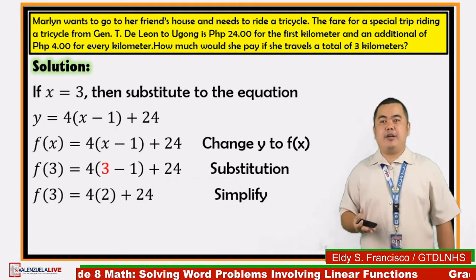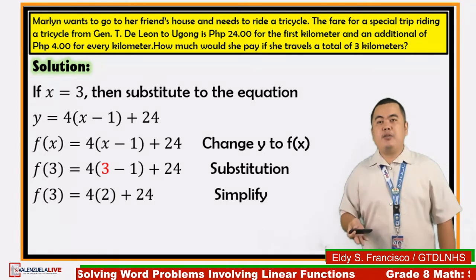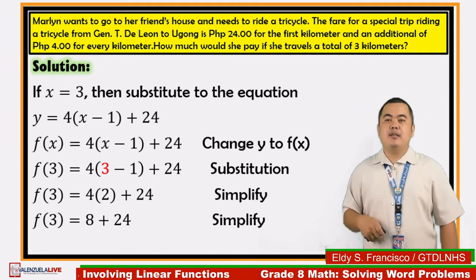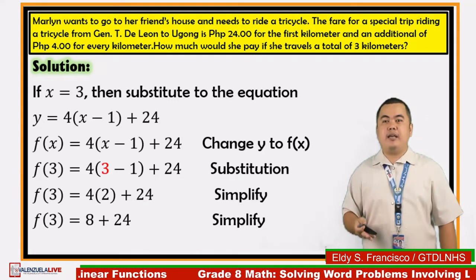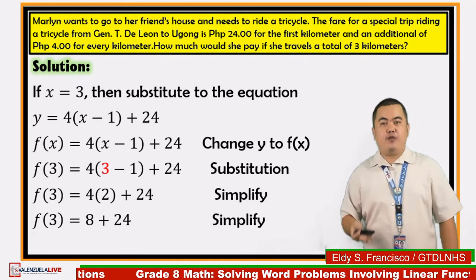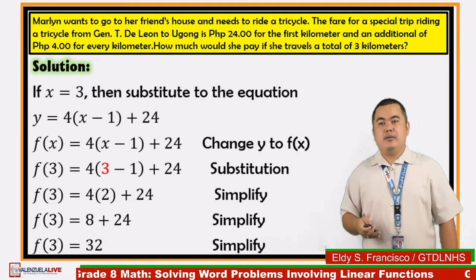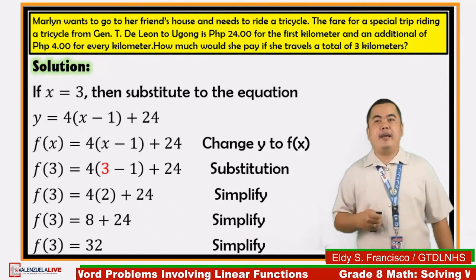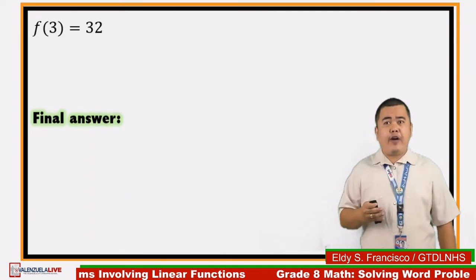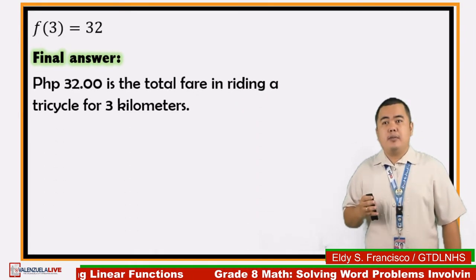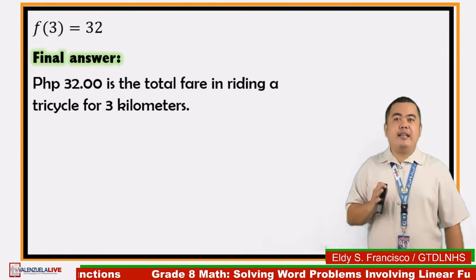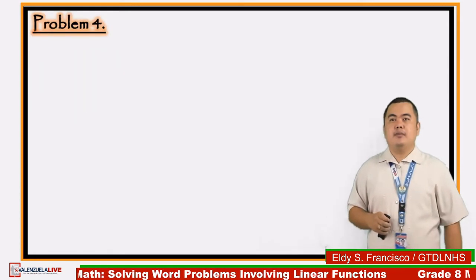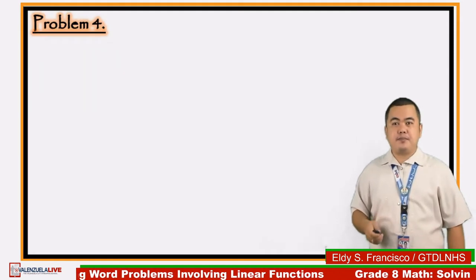And by simplifying, 3 minus 1, that is 2. So we have f of 3 equals 4 times 2 plus 24. Next, we will have 4 times 2 is 8. So f of 3 equals 8 plus 24. And we will come up with f of 3 equals 32. Okay. Now, with that, our final answer is 32 pesos is the total fare in riding a tricycle for 3 kilometers. Problem number 4, or our last problem.